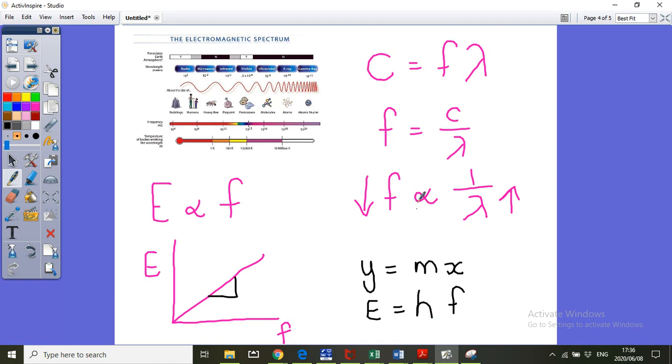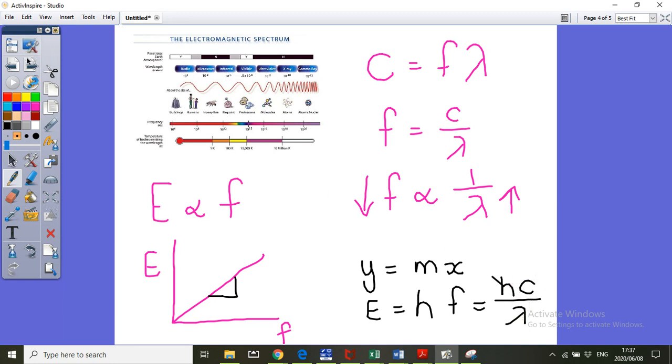So the equation at the top, c equals f lambda, and the equation at the bottom, E equals hf, you get on your information sheet. But now if you combine these two equations, you can see that the frequency is equal to c over lambda. So I can put that in here and I can then say that this is hc over lambda. You get both these equations for energy. So if they give you frequency, you're going to use hf to get the energy. If they give you the wavelength, then you're going to use hc over lambda.